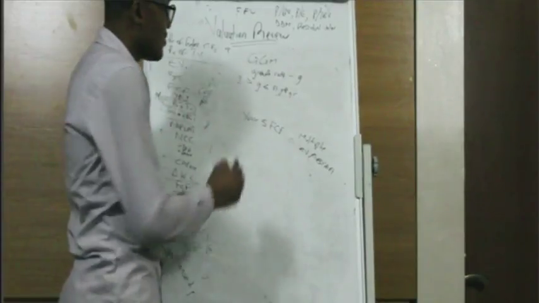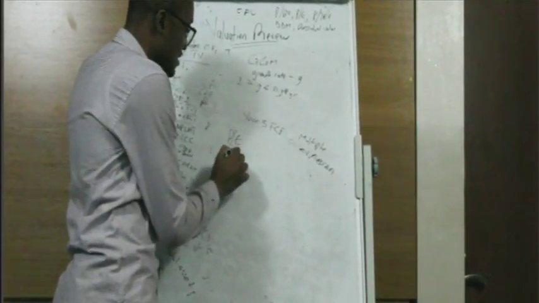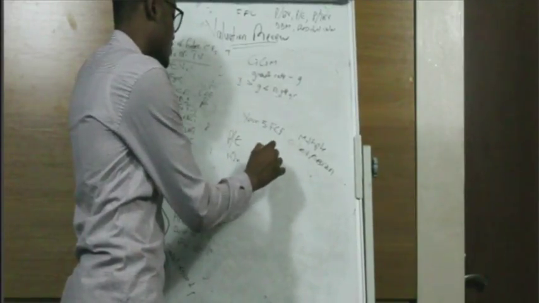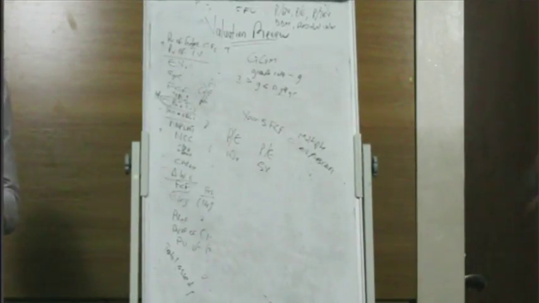Okay. So there's a company that has a price to earnings of 10 times, and there's a company that has a price to earnings of 5 times. Which would you invest in? You guys want to try?